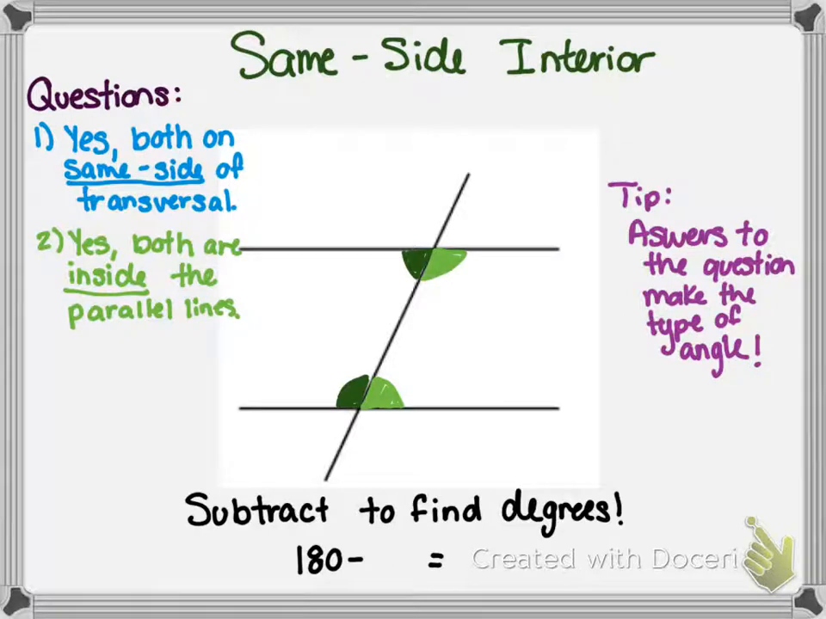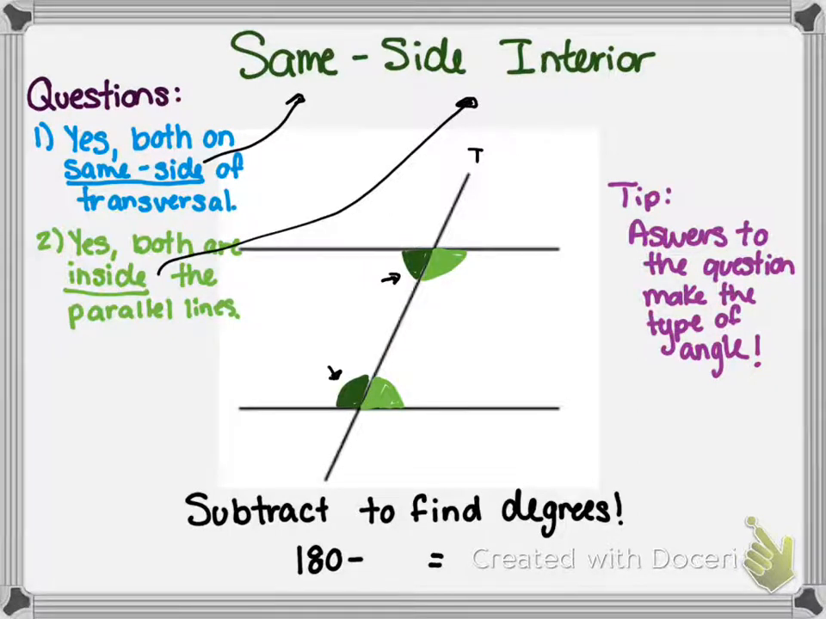The next one is same side interior. We're going to ask ourselves those questions again. So are they on the same side of the transversal? And the answer is yes. They are both on the same side of that transversal line. The next question is, are they both inside the parallel lines? And the answer to that is yes. They are both inside the parallel lines. So that means that they are on the same side on the inside. So it would be same side interior.